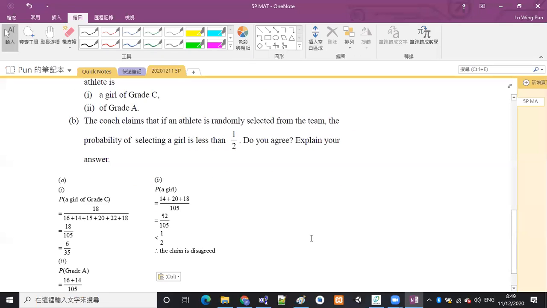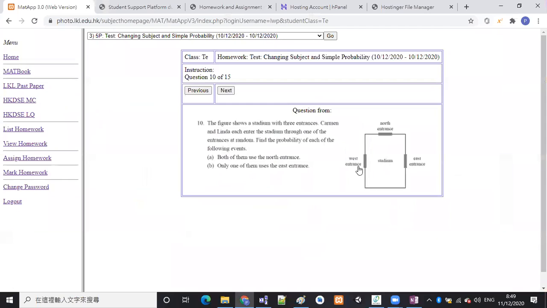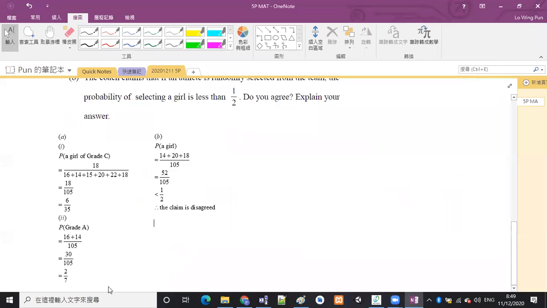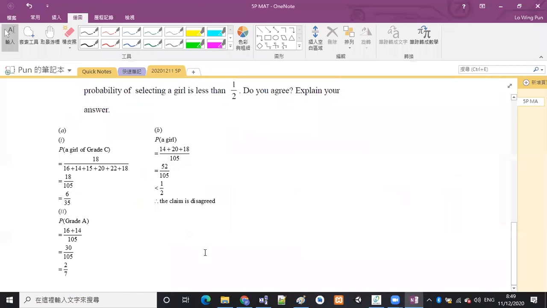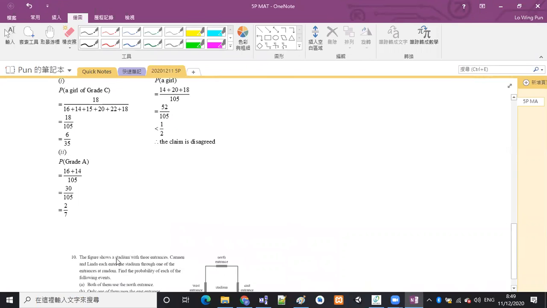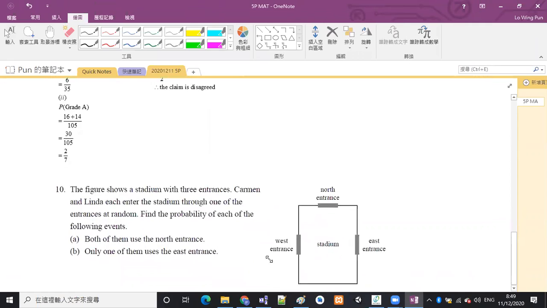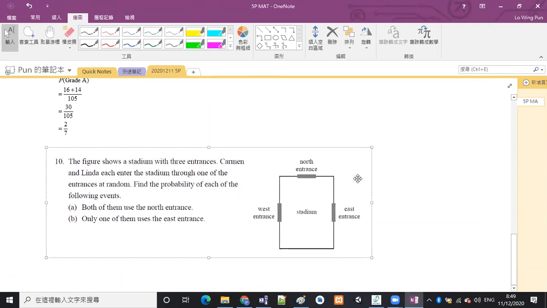Next one, Number 10. The figure shows a stadium with 3 entrances. Carmen and Linda each enter the stadium through one of the entrances at random. Now here is a stadium with a north gate, an east gate and a west gate, so 3 entrances. Carmen and Linda each choose one entrance to enter. Please put a star here on this question.